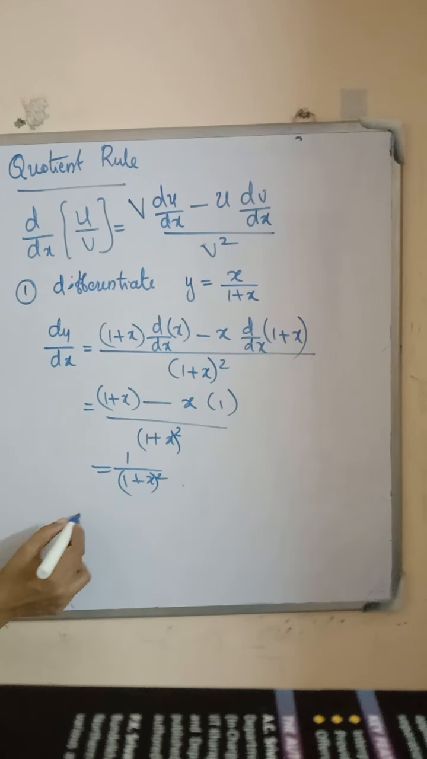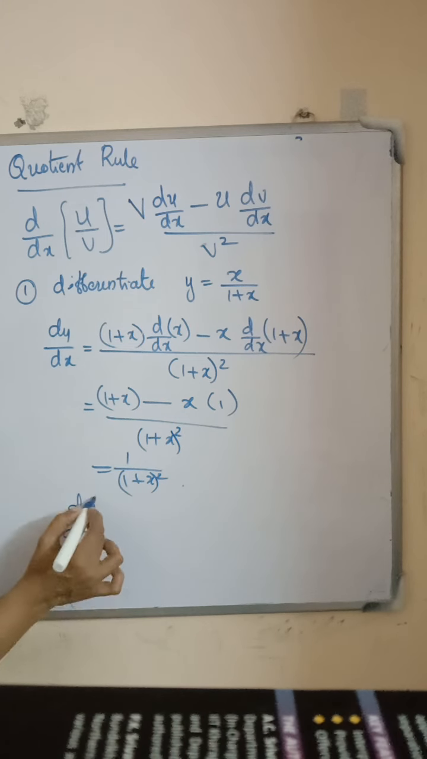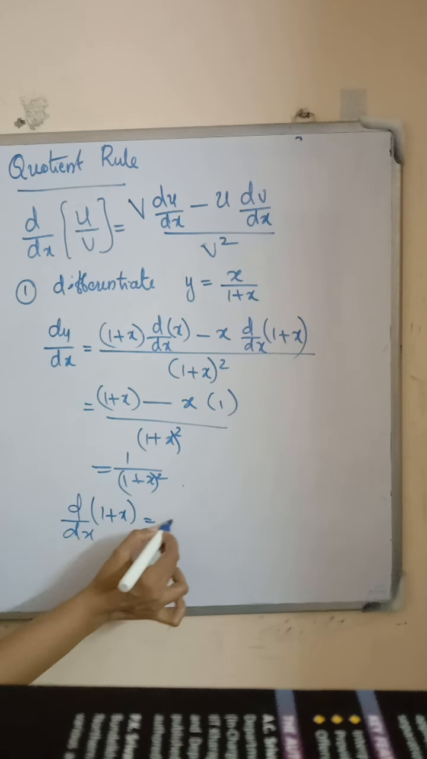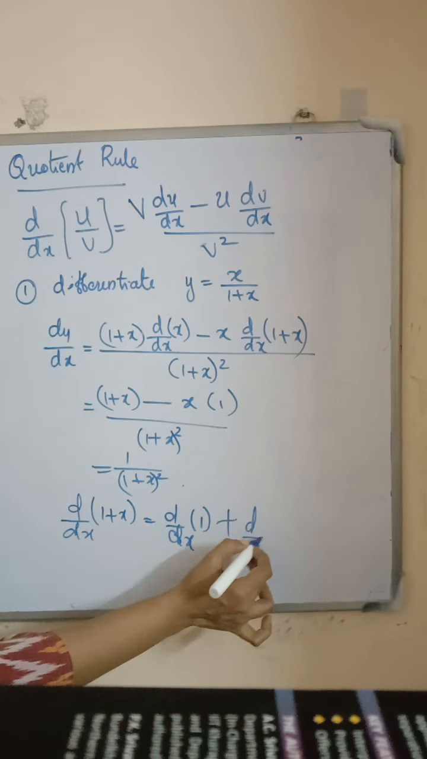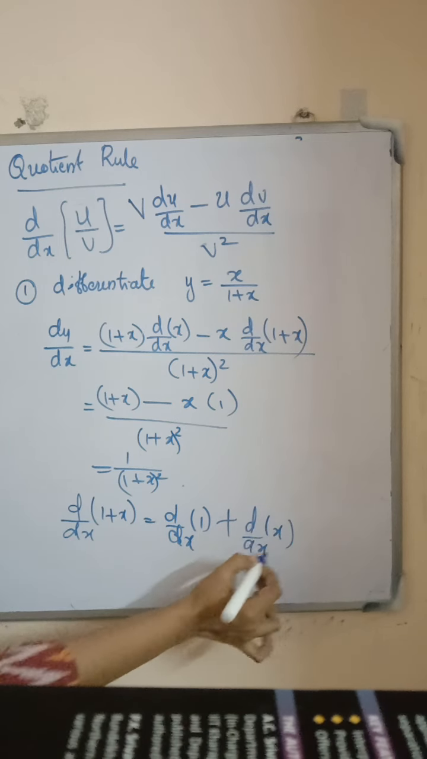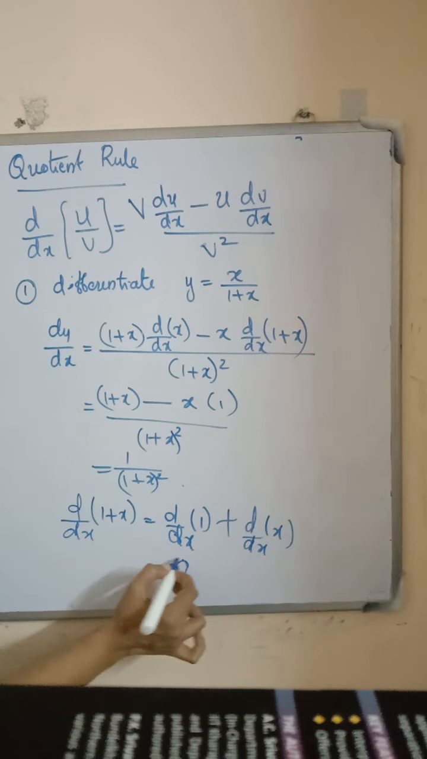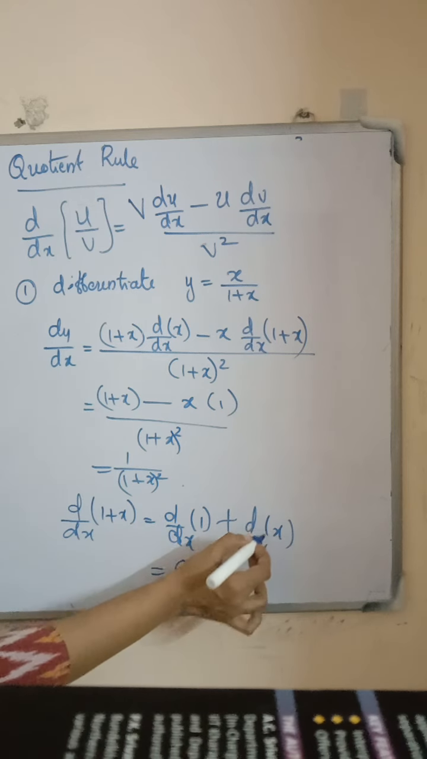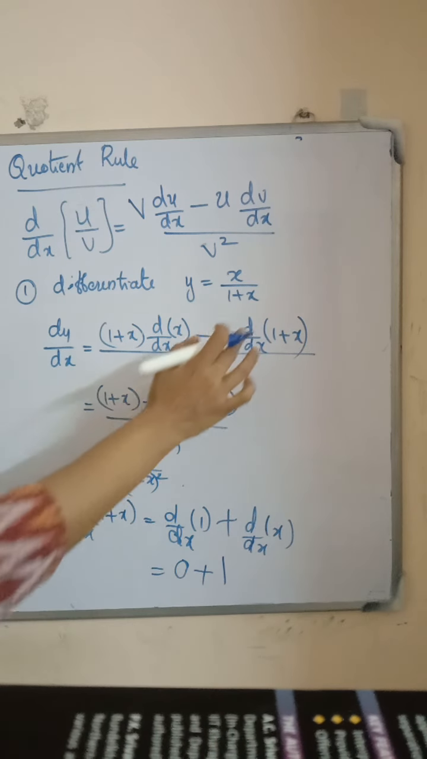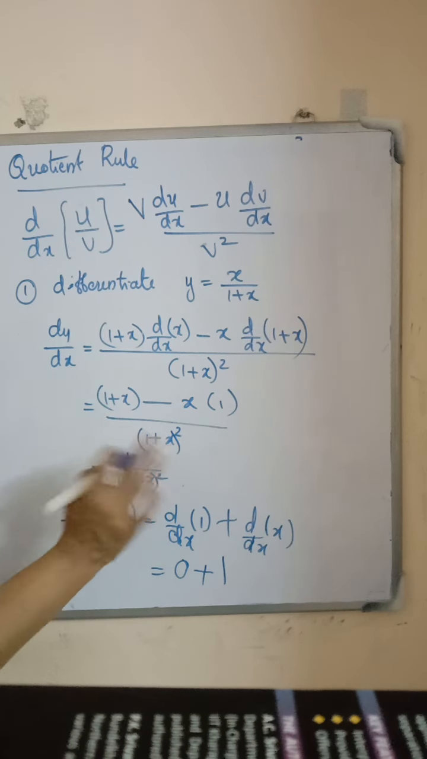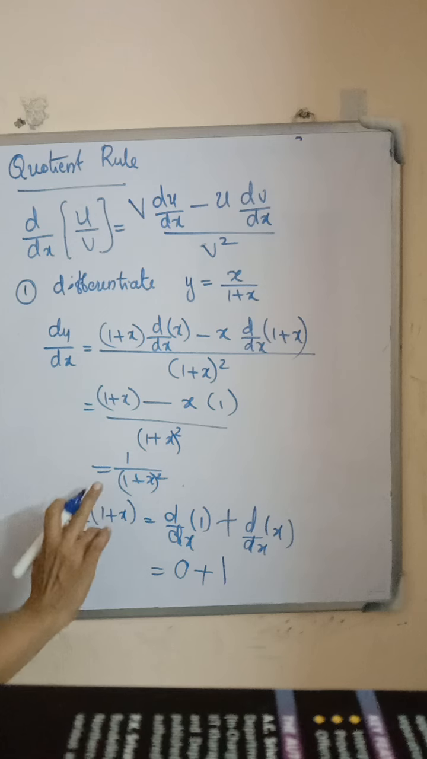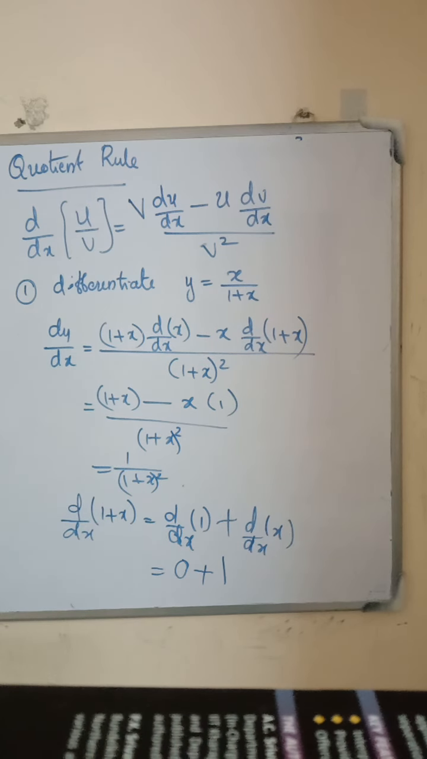Derivative of 1 plus x is d by dx of 1 plus x. That is equal to d by dx of 1 plus d by dx of x. What is d by dx of 1? Derivative of a constant is 0. What is derivative of x? That is 1. So derivative of 1 plus x is also 1. So (1 plus x) minus x into 1 divided by (1 plus x) square. x cancels, so we get 1 by (1 plus x) square. Derivative of x by 1 plus x is 1 by (1 plus x) square.